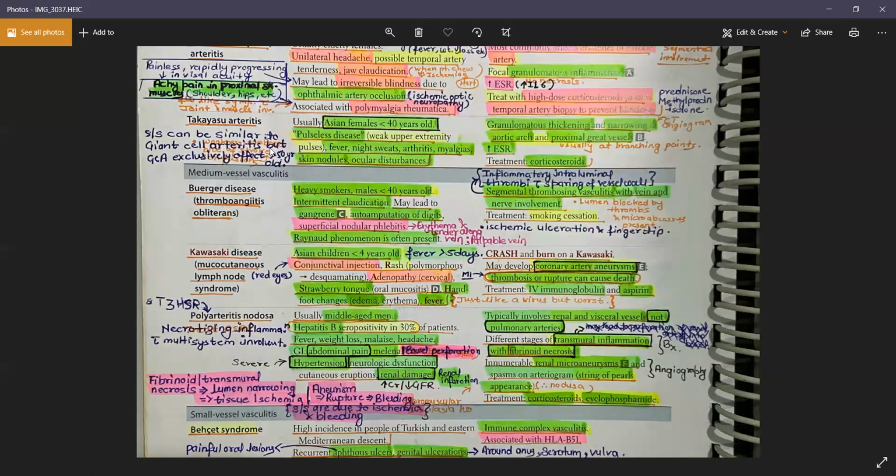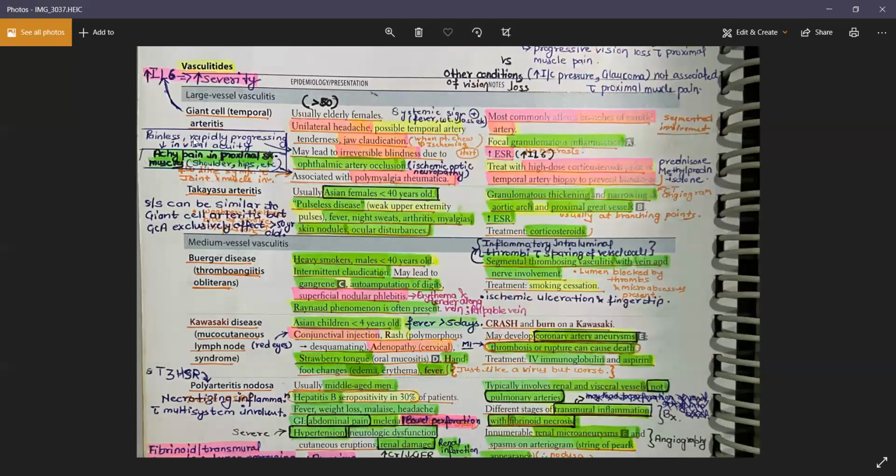Then comes the Takayasu arteritis. Takayasu arteritis has symptoms just like the temporal arteritis. It is very hard to differentiate between the two diseases, but the only thing that will help you is the age of the patient. If the age is below 40 years and symptoms are exactly like the temporal arteritis, you can, without any second thought, take the answer Takayasu arteritis.